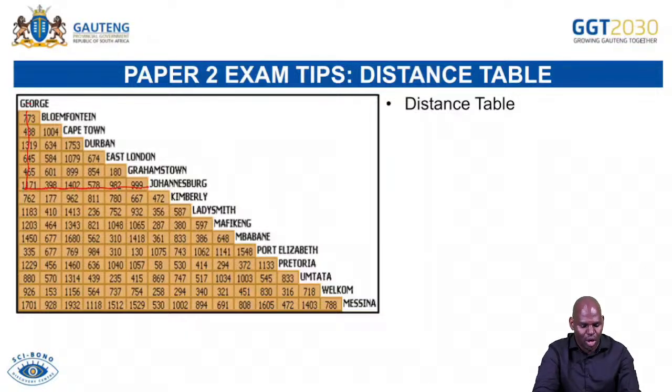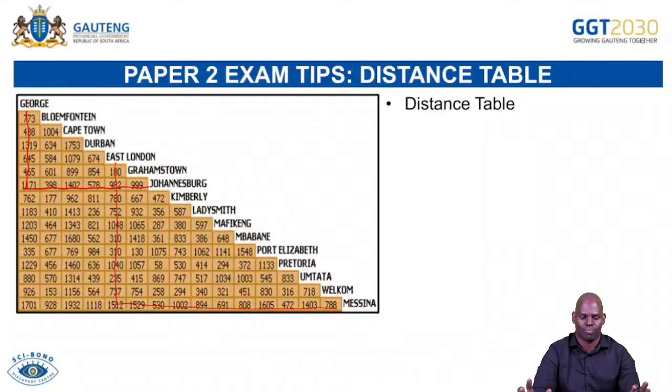So the distance will be 1,171. I can choose any two places. If it's East London, now I want to know East London and Messina. So I'll just go to East London. There is East London, and then this is Messina. So it means the distance between East London and Messina is 1,512.